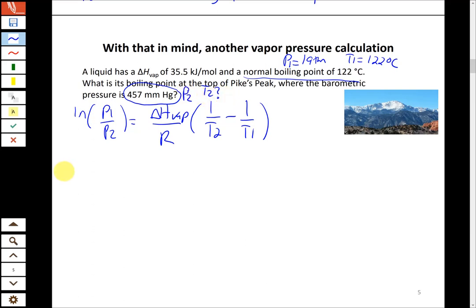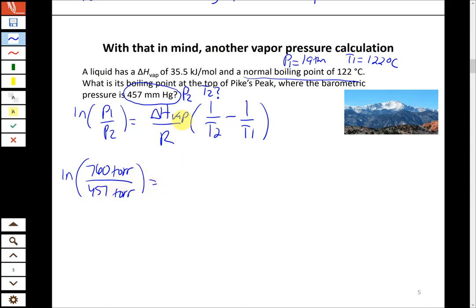So we can start plugging in the numbers now. So we have the two pressures. P1 we said is 1 atmosphere, or we'll just put it in torr, 760, since the other pressure is in torr. P2 is 457 torr, or millimeters of mercury, I guess is how it's stated, but those are the same.